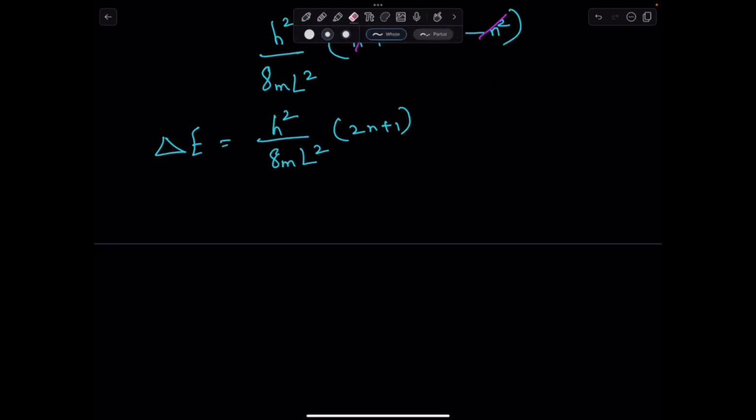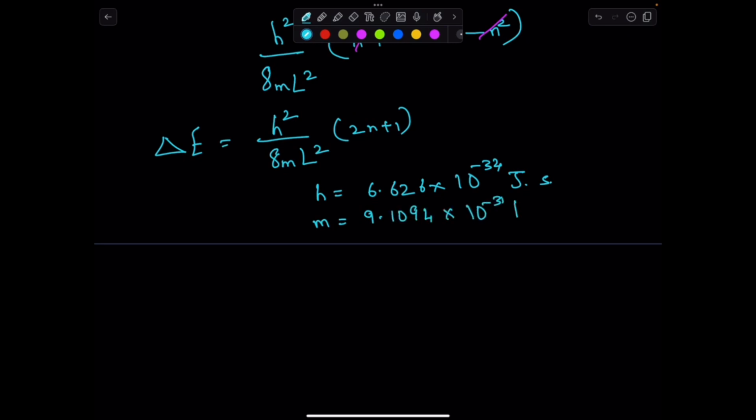h is Planck's constant, which is 6.626 times 10 to the negative 34 joule second. Mass of the electron is 9.1094 times 10 to the negative 31 kilograms. Energy level n is 6, which is the highest energy level of the ground state.